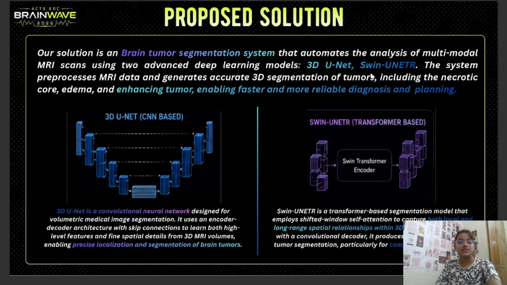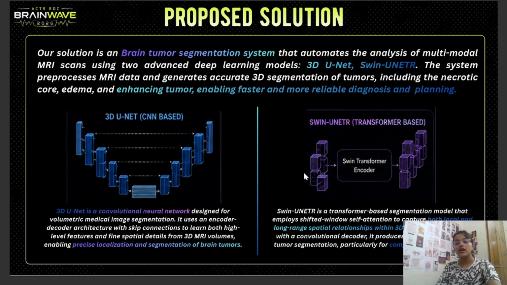Our answer is a brain tumor segmentation system that automates this entire process using two deep learning models working on the same pipeline, so we could actually compare their strengths: 3D U-Net and a Swin Transformer. 3D U-Net is CNN based. It is a convolutional neural network designed for volumetric medical image segmentation. It uses an encoder-decoder architecture with skip connections to learn both high-level features and fine spatial details from 3D MRI volumes, enabling precise localization and segmentation of brain tumors.